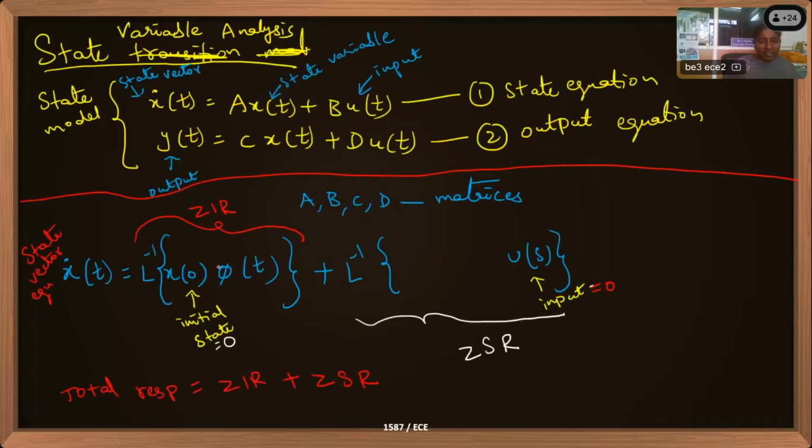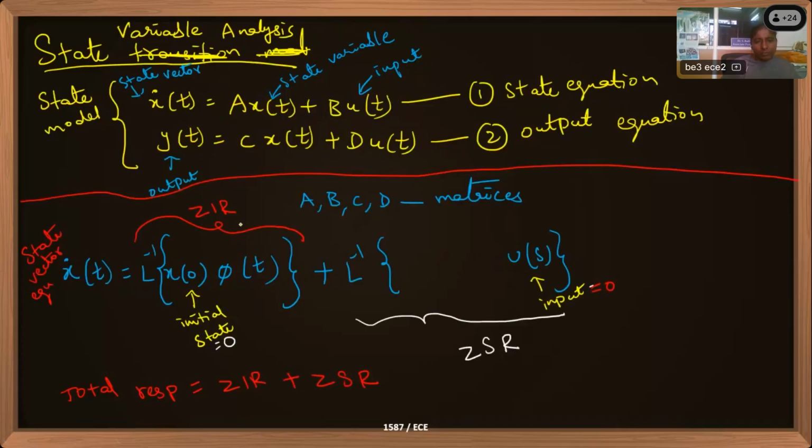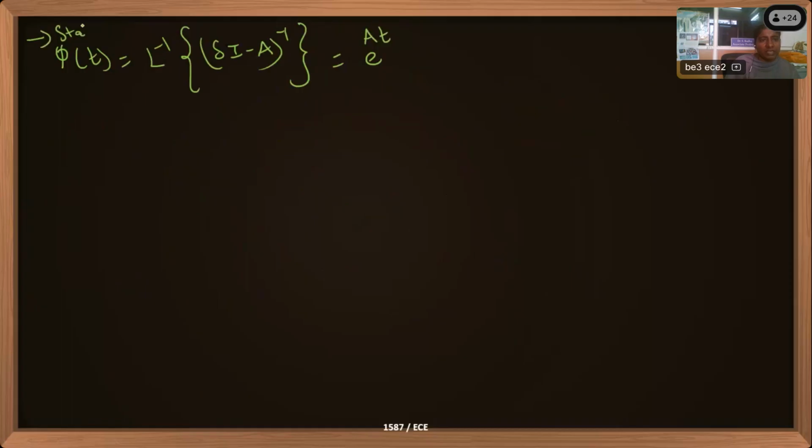Now coming to pi of t, this is called the state transition matrix. Another 3 minutes I will try to close. Now I am going with pi of t, the state transition matrix. The formula is inverse Laplace of (sI minus A) whole inverse, and it can also be e power At. Then the properties.